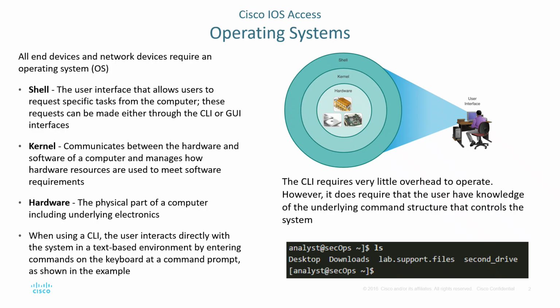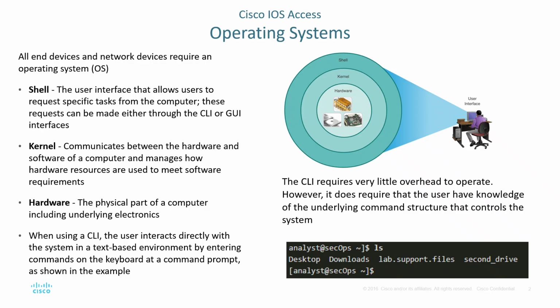Now, there are three things that you have to be familiar with within an operating system. The first one is the shell. The shell is the user interface that's going to allow users to request specific tasks from the computer. These requests can be made either through the CLI, command line interface, or the GUI, graphical user interface.